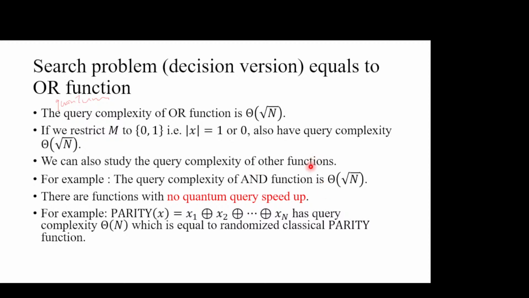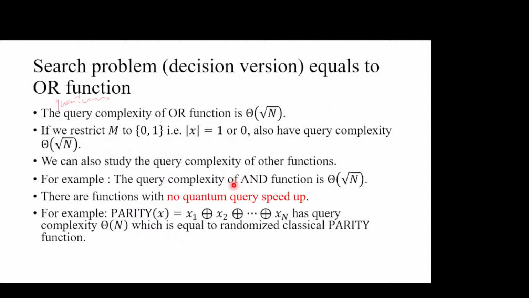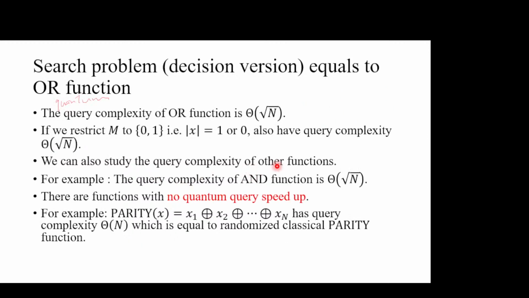Okay, so the AND function is asking whether there is a 0 somewhere in this string or everything is 1 here. If we try to compute the AND of this string, it's x1 and x2 all the way to xn. Then it's basically the OR function flipped around, and so it's easy to see that the query complexity of the AND function is also theta of square root of n, because you just flip 0 and 1 and do Grover's algorithm. And the lower bound is also you flip 0 and 1.